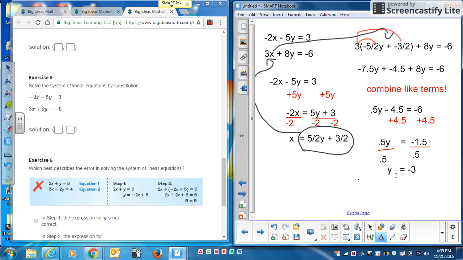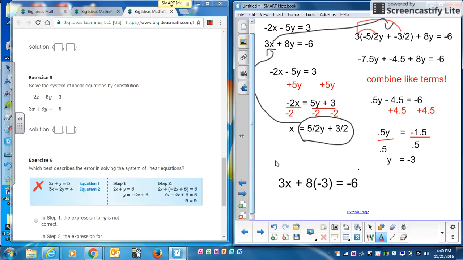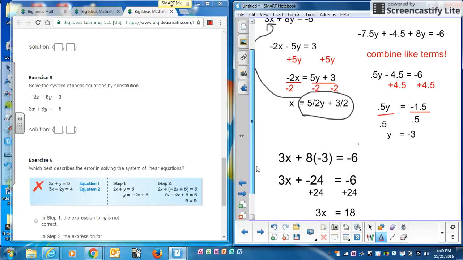So pause it, take a few minutes to write all that down, because you're only halfway done. You got y is equal to negative 3. Because the next thing you'll need to do is plug in your answer into the other equation. Actually, you could do either equation, but I chose the second equation. And then you need to solve that one for x.